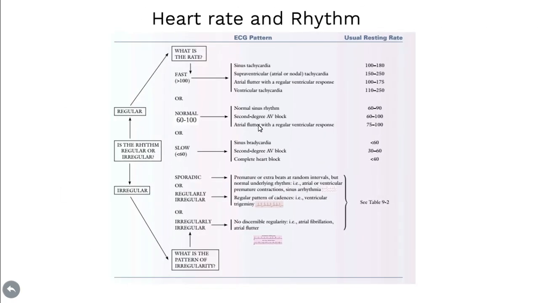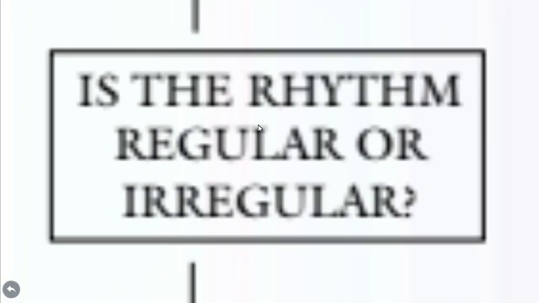Okay, for the heart rate, we have to check it in the apex area. Normally it's 60 to 100, and then you have to determine if it is regular or irregular. Normally it should be a regular rhythm.